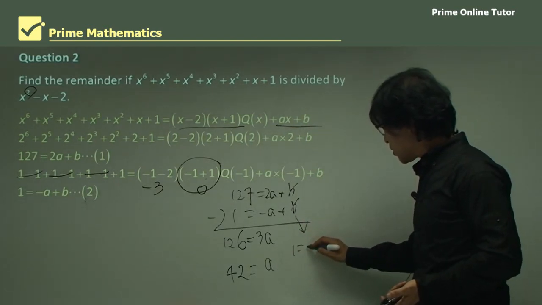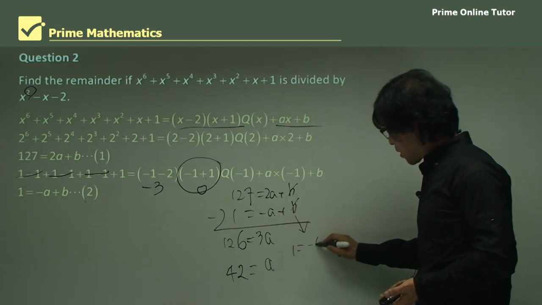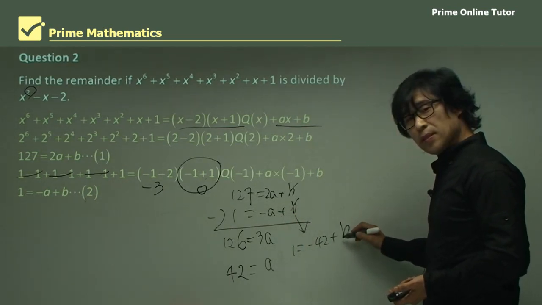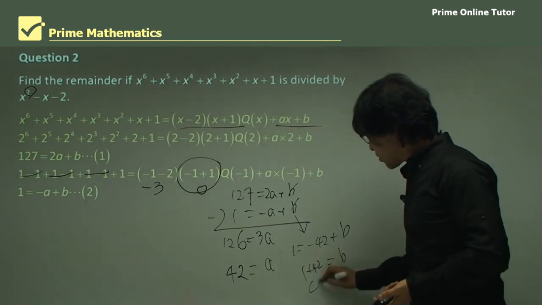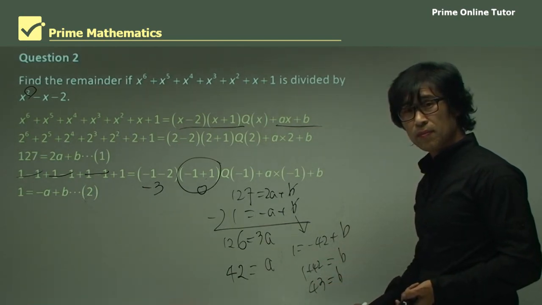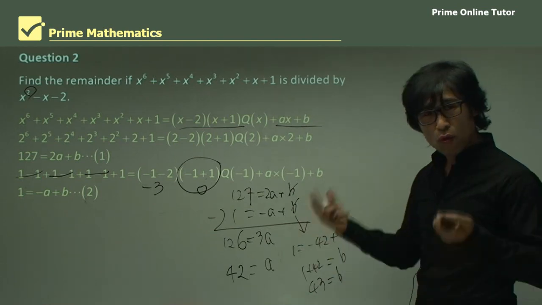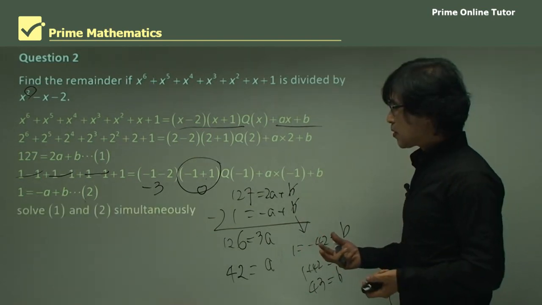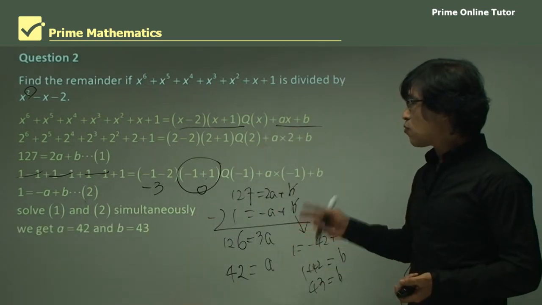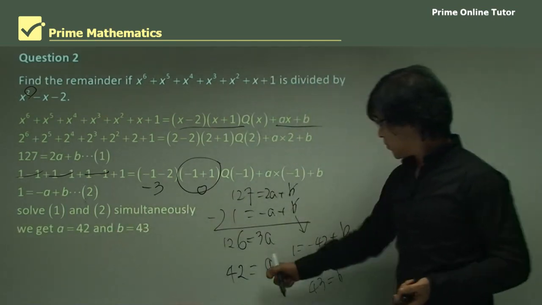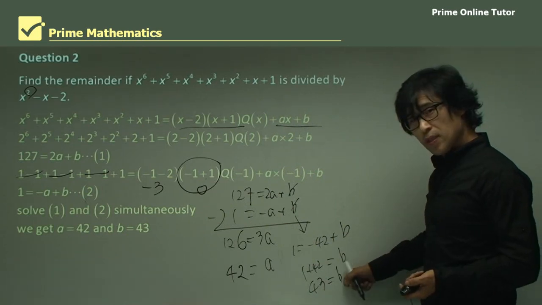So a equals 2a, equals 42, so minus 42 plus b. Okay, so b equals 1 plus 42, so b equals 43. That make sense? Yeah, we find almost everything we need to know. So we're going to substitute 1 and 2 simultaneously, which I just did. And then we find a equals 42, b equals 43.